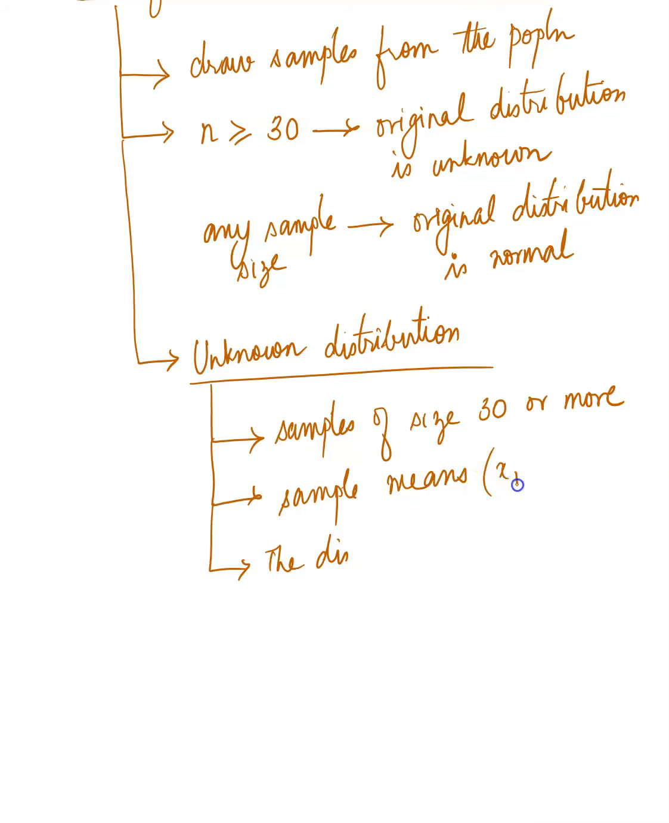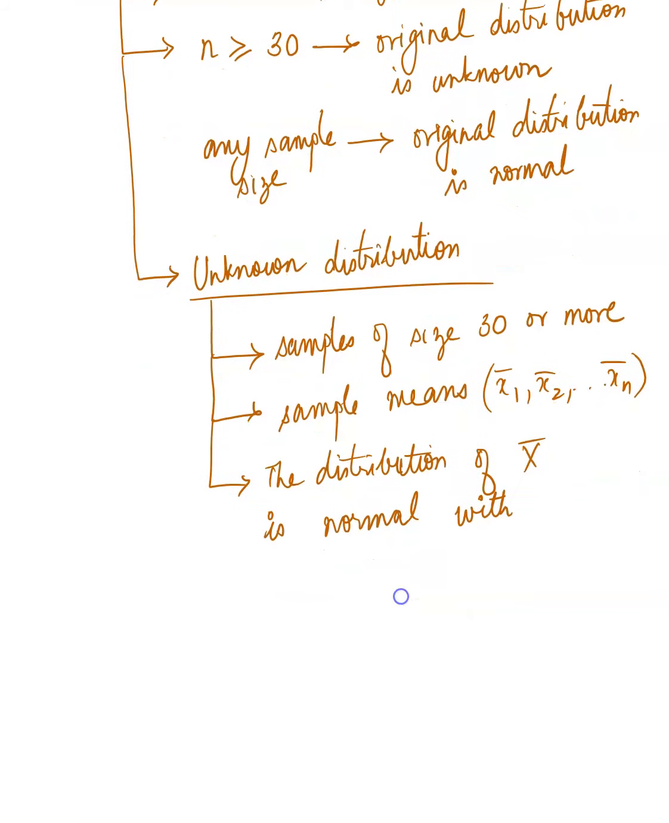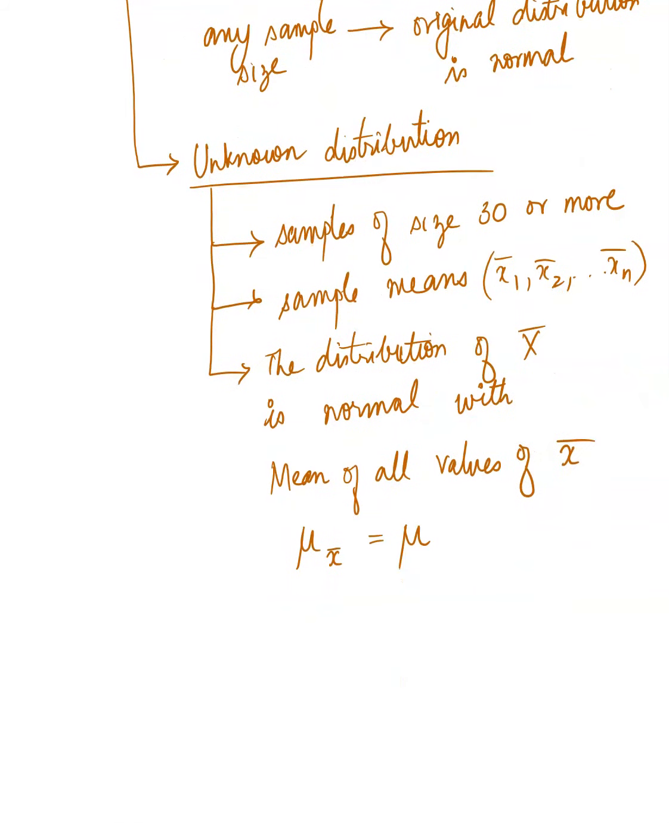so I'll just say sample means x1 bar, x2 bar, etc., xn bar, right? So the distribution of these x bars will be normal. When we say normal, normal comes with two parameters, mu and sigma, right? So it's going to be normal with mean of all values of x bar, right? That's the mean. And so the notation for that is mu x bar, which is going to be mu itself, which matches with the original distribution.